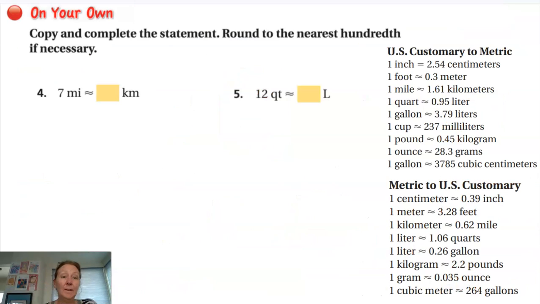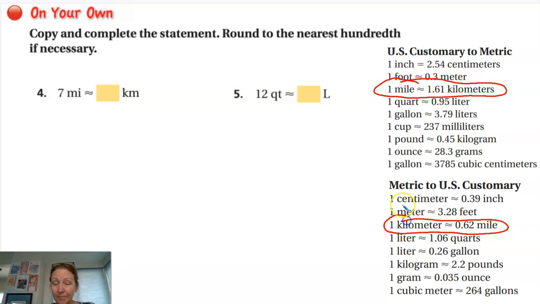Okay. So now here's an OYO, and of course here's the measurements that you're going to need. We're converting miles to kilometers. So I'm noticing that there's this one, and I'm noticing that there's this one. So you get to pick which one you want for number 4. And then quarts to liters. Let's see, I'll do this one in blue. There's the liters and quarts, and there's the quarts and liters. Okay, try this one. Try these two.